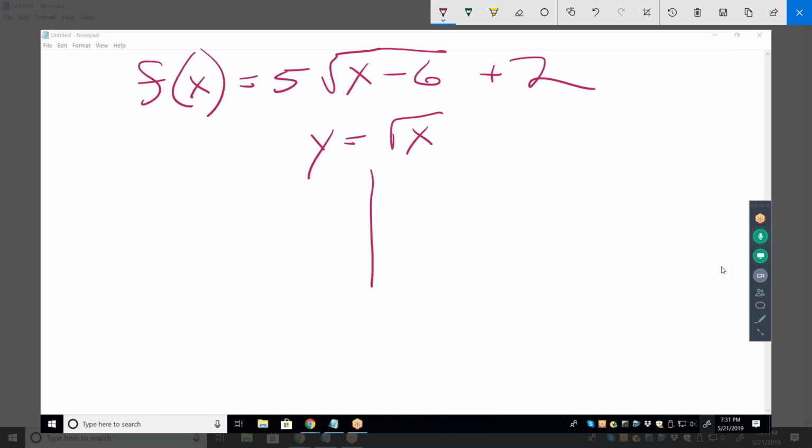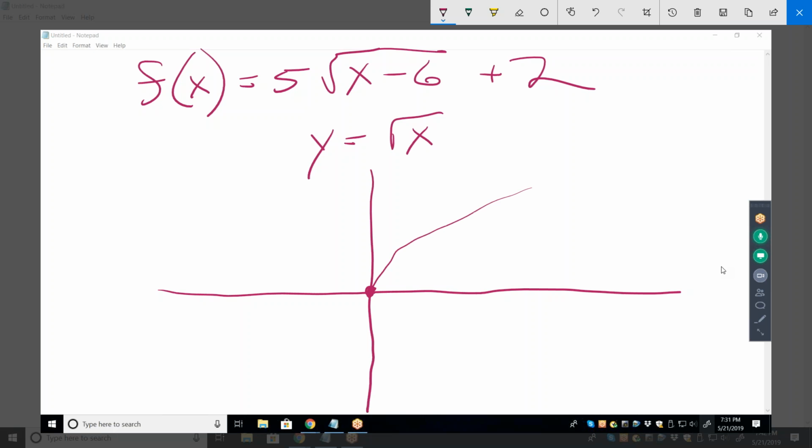So the first thing we want to do is graph that. You should try to memorize the graphs of all of your elementary functions. This one looks pretty much like that. Okay. Notice the domain is only x greater than or equal to 0, and the range is only y greater than or equal to 0. That's why it starts at the origin and is only in the first quadrant.